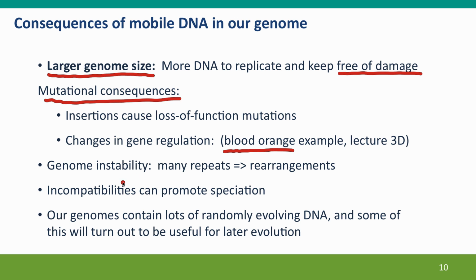Elements cause genome instability. All of our discussion of chromosome rearrangements was of processes that were almost entirely caused by the abundance of repeated sequences in our genomes. Incompatibilities between mobile DNA elements in different species or in different populations can promote speciation by making them unable to interbreed. And finally, it's certainly true that our genomes contain lots of randomly evolving DNA, and some of this DNA is going to turn out to be useful for later evolution.